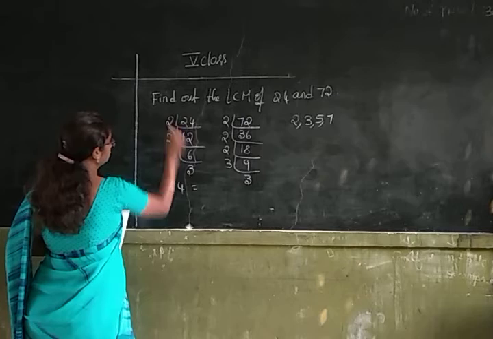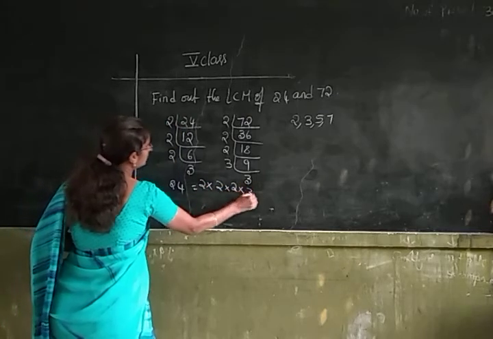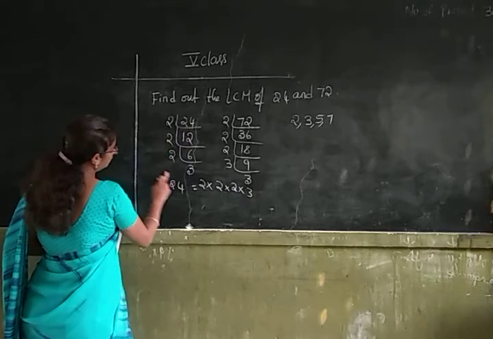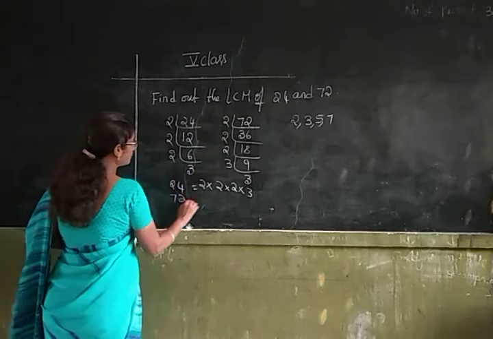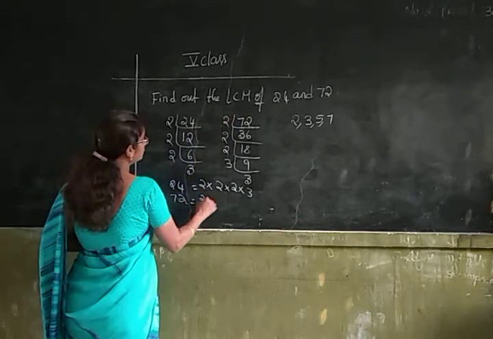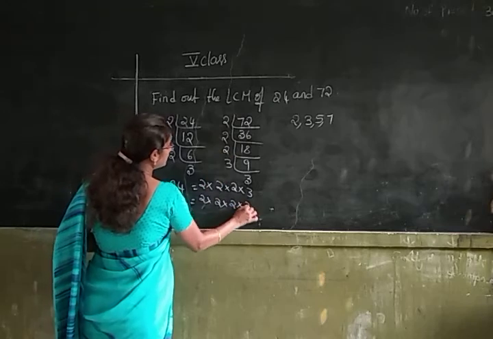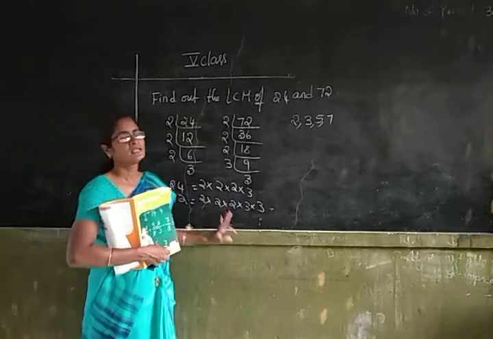24 is equal to 2 into 2 into 2 into 3. We have to write out all the numbers which are outside the boxes. Next, 72 is equal to 2 into 2 into 2 into 3 into 3. So these are the prime factors of 24 and 72.